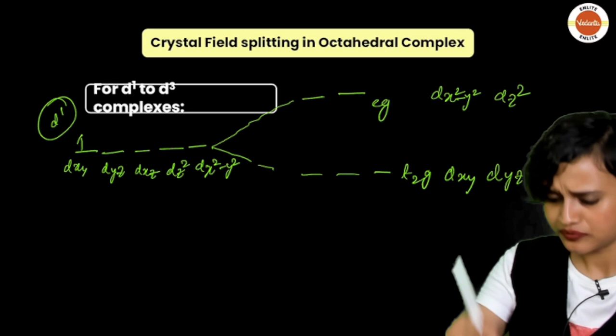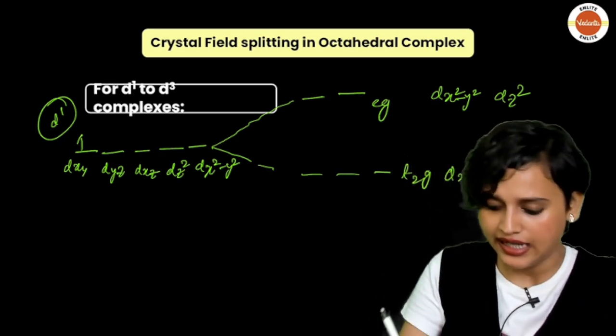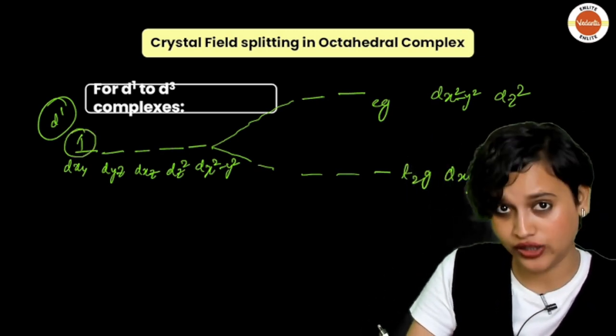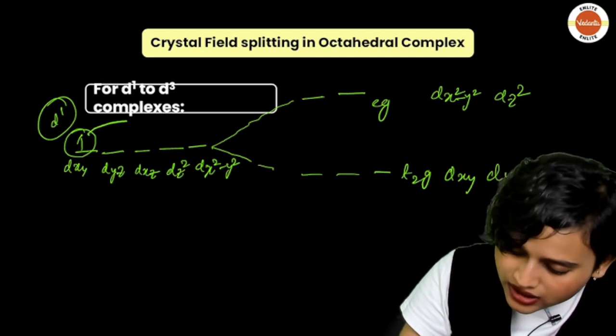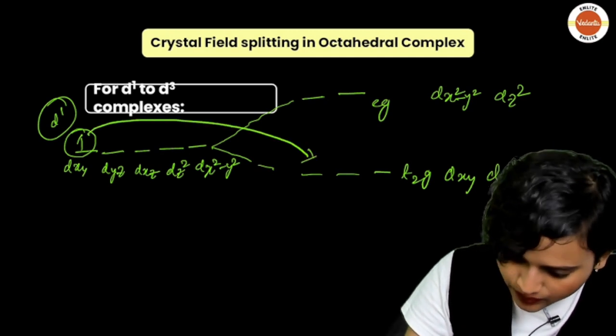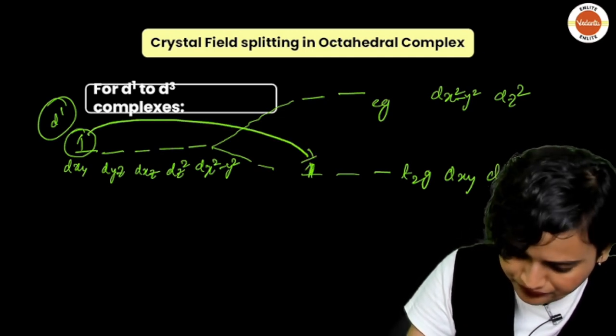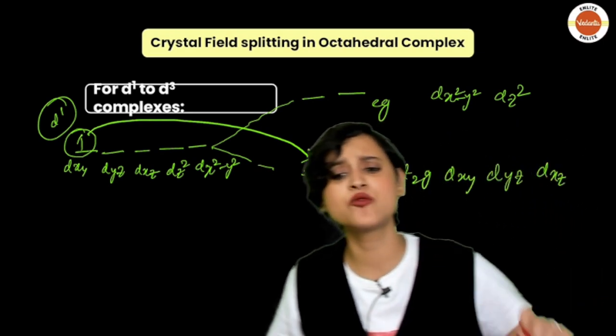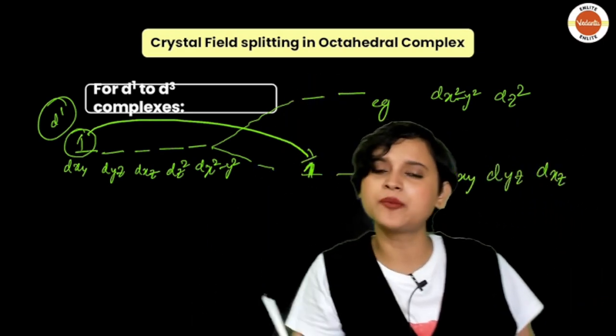So what will happen is that this electron that is there, it will actually come here. Now you might ask, why, ma'am, here? Why is it not going up to the EG?